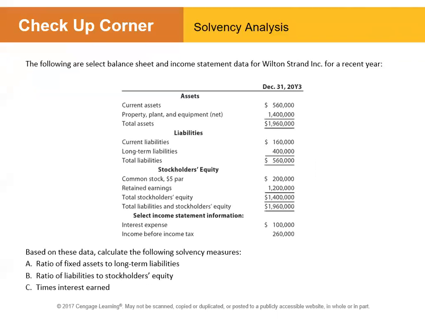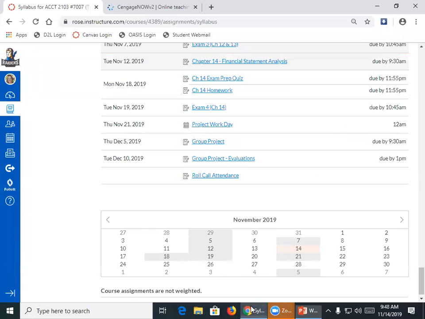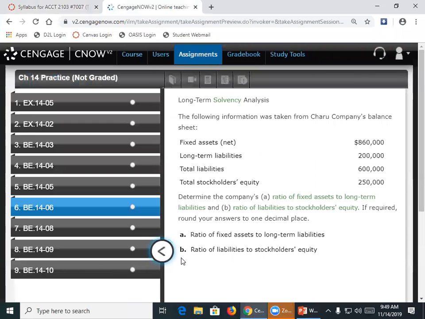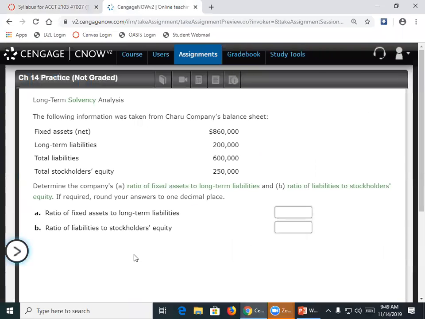Any questions on those? Okay, let's do the practice. If you go back into your chapter 14 practice, we are on, which one? We're on number 6. So number 6, again, we're just looking at the solvency analysis. So how good are we at covering long-term debt? They gave us net fixed assets, long-term liabilities, and total stockholders' equity.